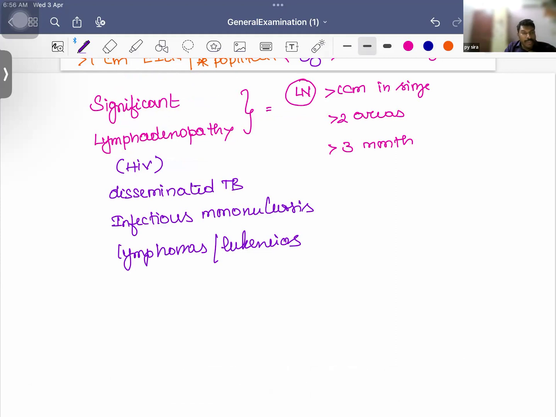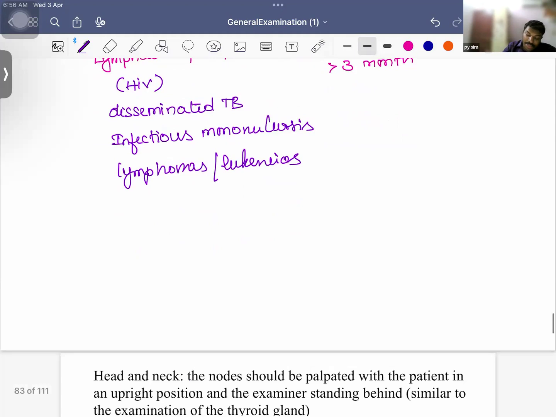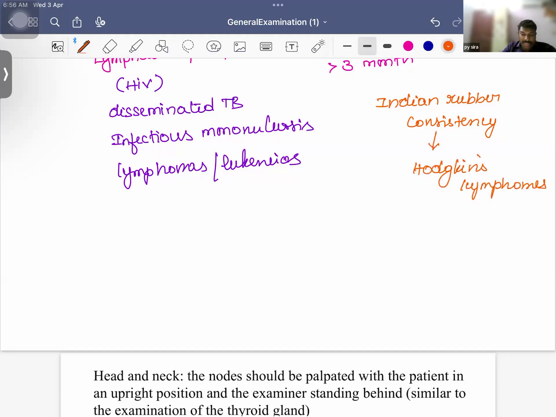Whenever you have a lymph node which is matted, it is going to be tuberculosis. Then a very famous question old examiners can ask you: Indian rubber consistency. Can anyone tell me what is Indian rubber consistency? It is seen in Hodgkin's lymphoma. In Hodgkin's lymphoma, you will get Indian rubber consistency.